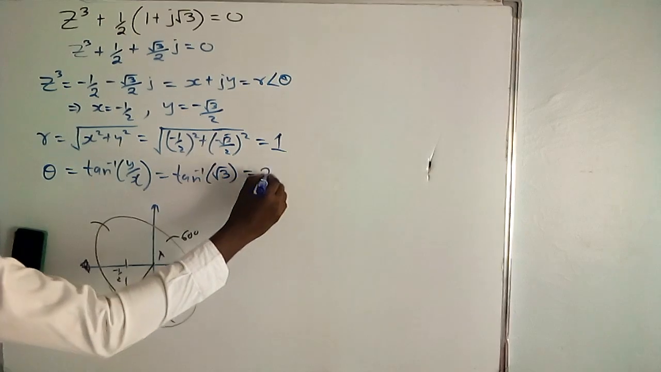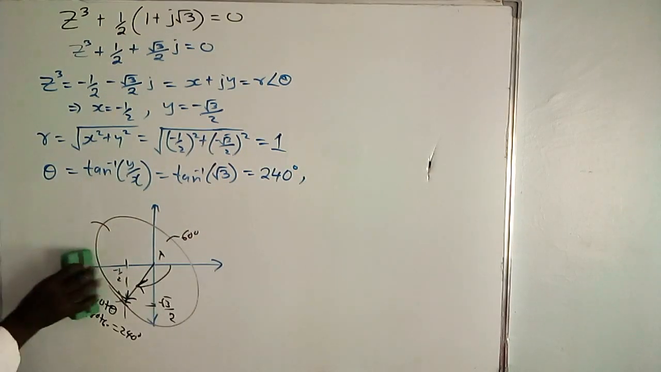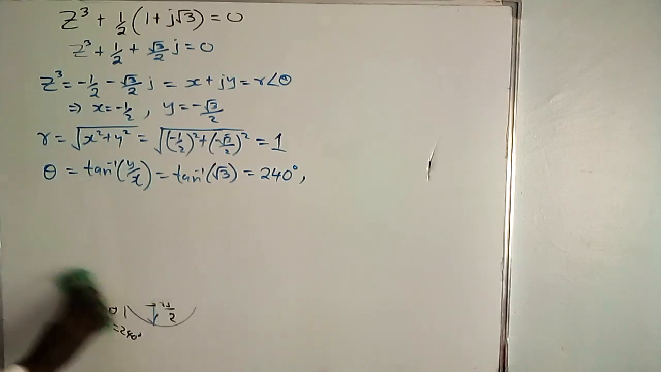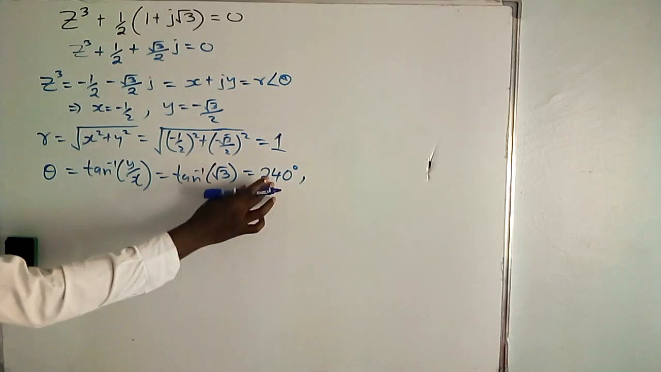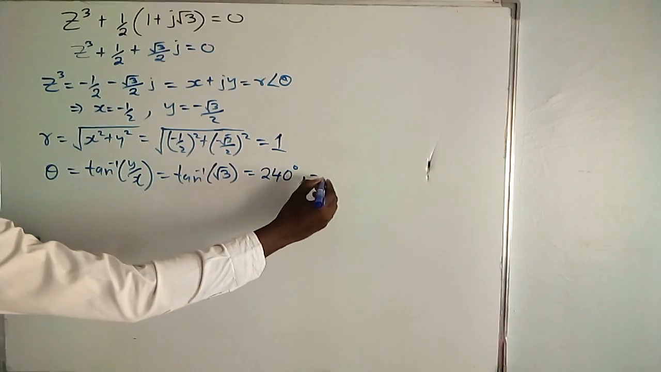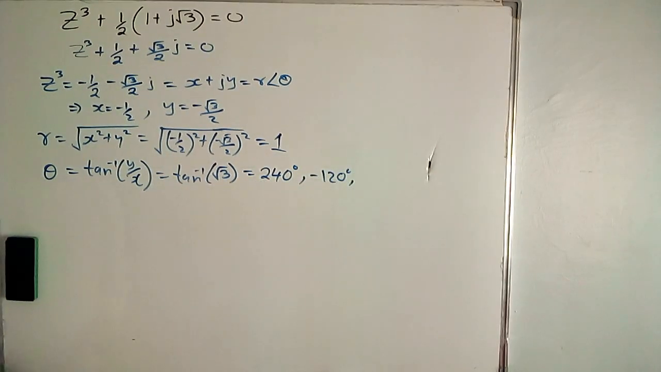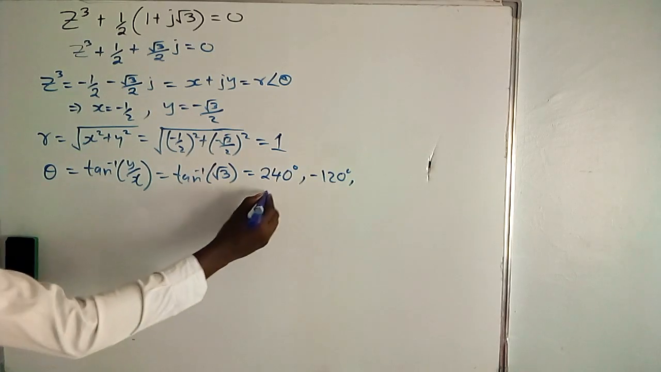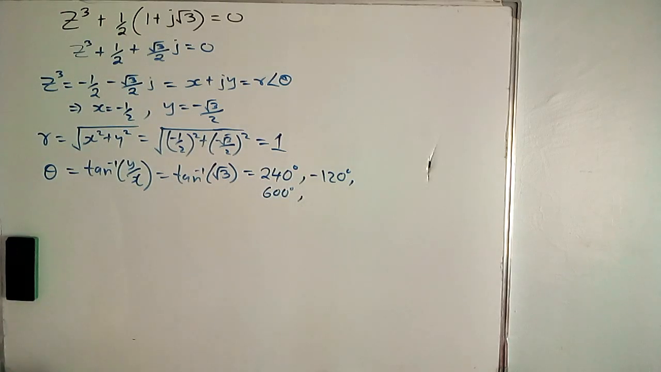So this 240 degrees can generate many angles. You can add 360 or subtract 360 to get equivalent angles, isn't it? So if you start by subtracting 360, you get negative. If you add 360 to 240, you get 600. Maybe if you add another 360, we get.